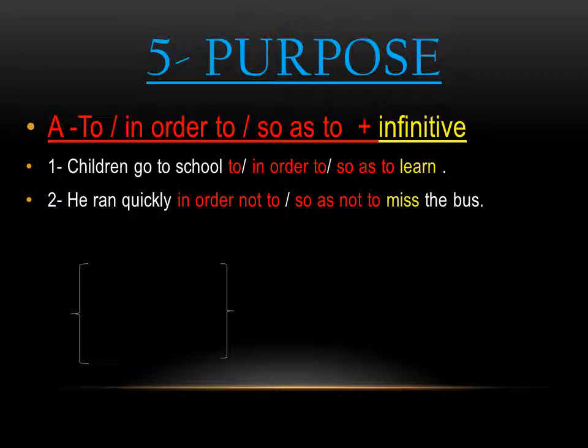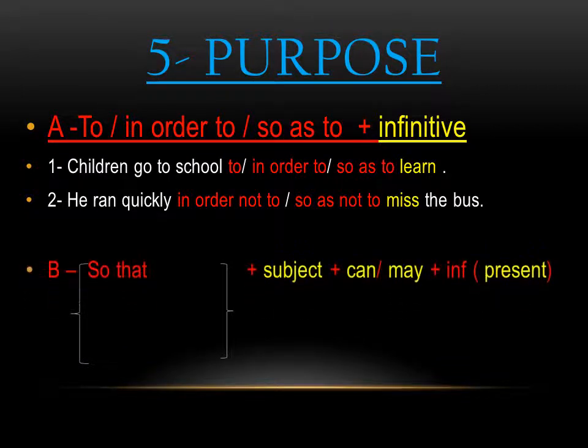In the same way, number 2, he ran quickly. In order not to, take care here with not. Here we have a negative. If you want to negate to or in order to, you just put not before them. So the sentence will be like this: he ran quickly in order not to miss the bus, or he ran quickly so as not to miss the bus. Is it clear? I think it's a very easy one.